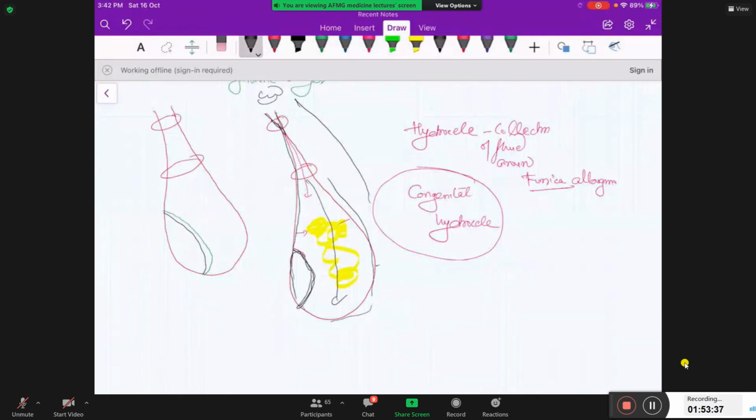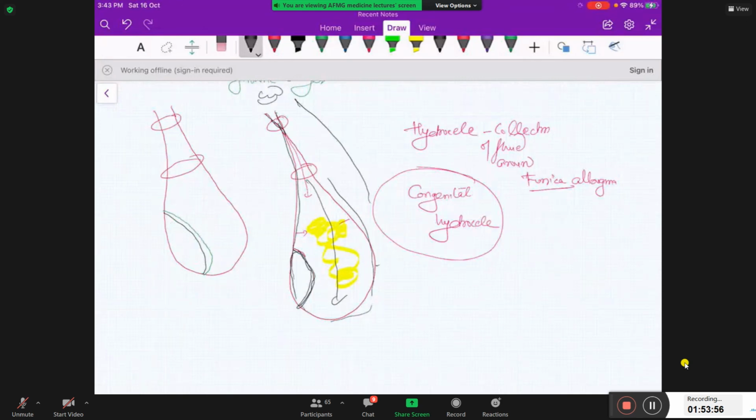Your first impression will be hernia. Hernia is a reducible swelling. Usually hernia is a reducible swelling. So this patient will come to you saying that I have a swelling in the inguinal groin region, which is extending up to the scrotum. When I lie down, the swelling goes off, right?